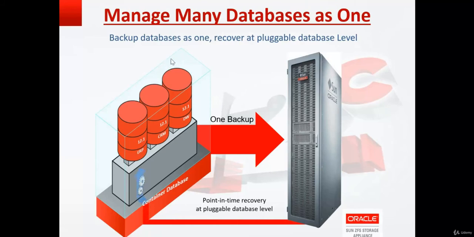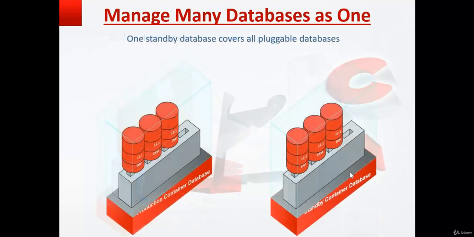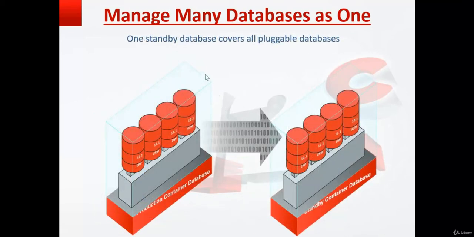Then back up the database as one and recover at the pluggable database level. So only a single backup is sufficient, and then you can recover at the pluggable database level. Manage many databases as one: a standby database covers all pluggable databases. So in a Data Guard architecture, one physical standby database can cover all pluggable databases.